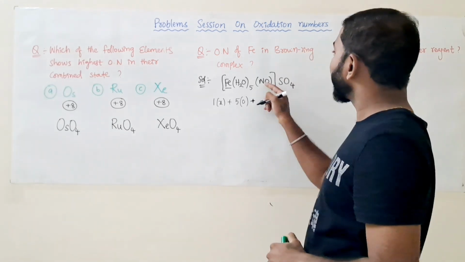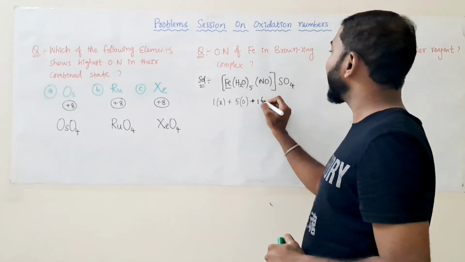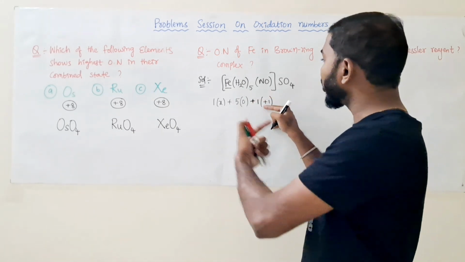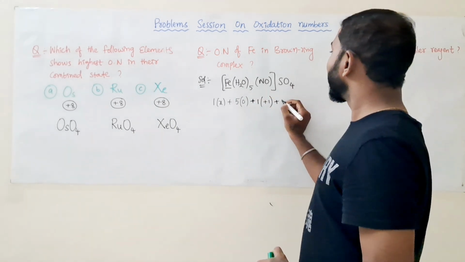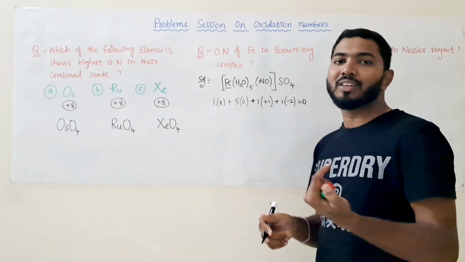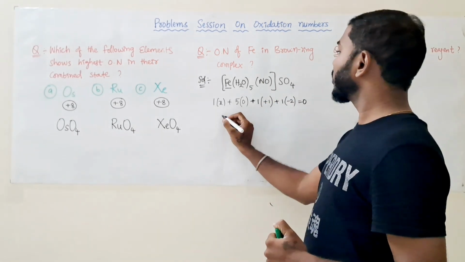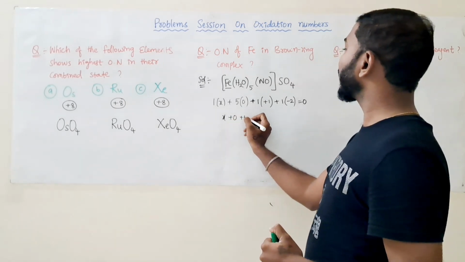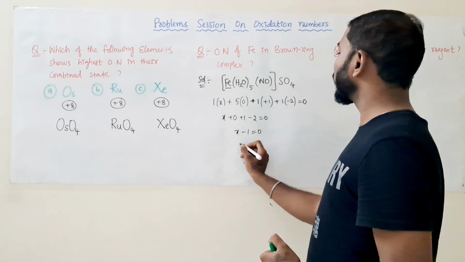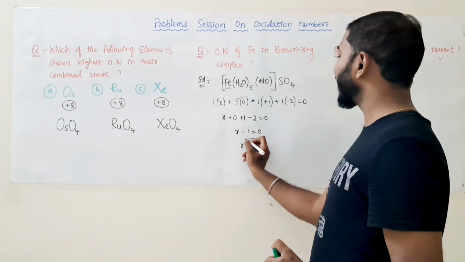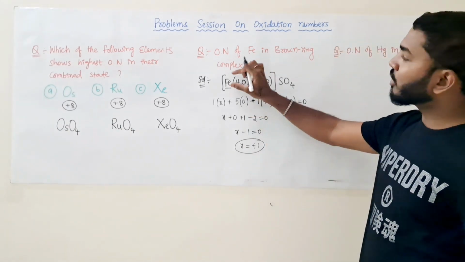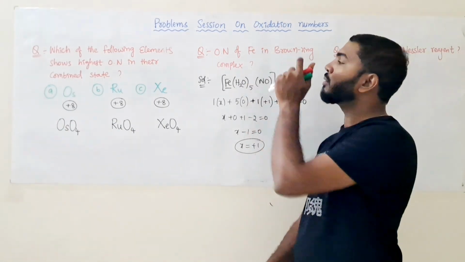In the brown ring complex, this NO is going to behave as a positive ligand, which is going to contribute +1 oxidation number. There is one sulfate, SO4, we know that sulfate has -2 charge. So that is x plus 0 plus 1 minus 2 is equal to 0. x minus 1 is equal to 0. x is going to come out as +1. This is going to be very interesting. So iron shows +1 oxidation number in the brown ring complex.